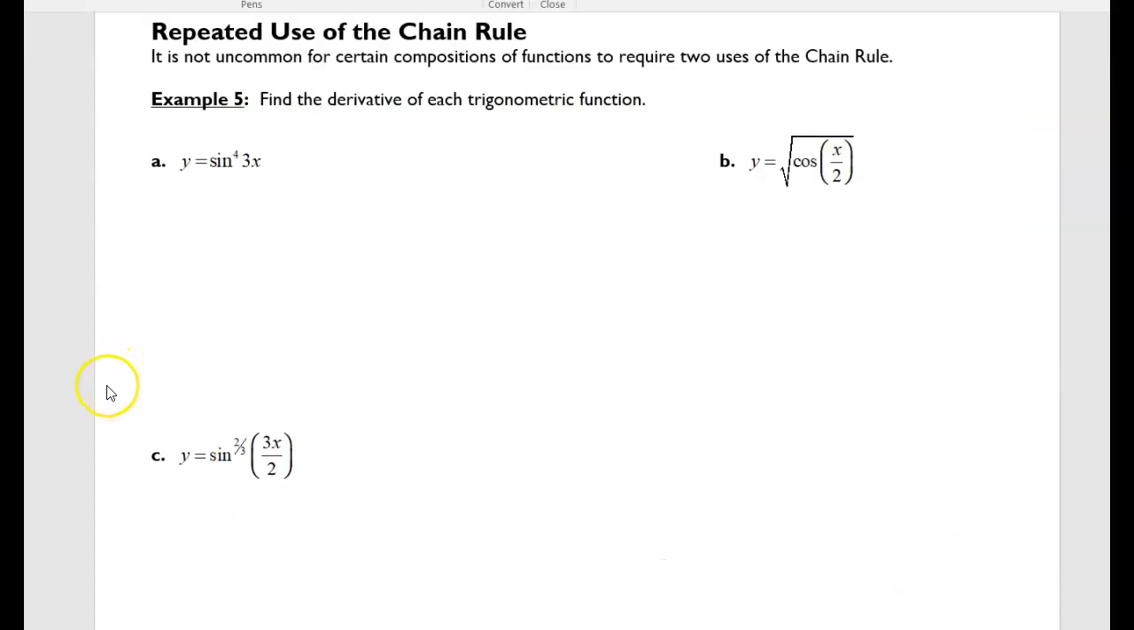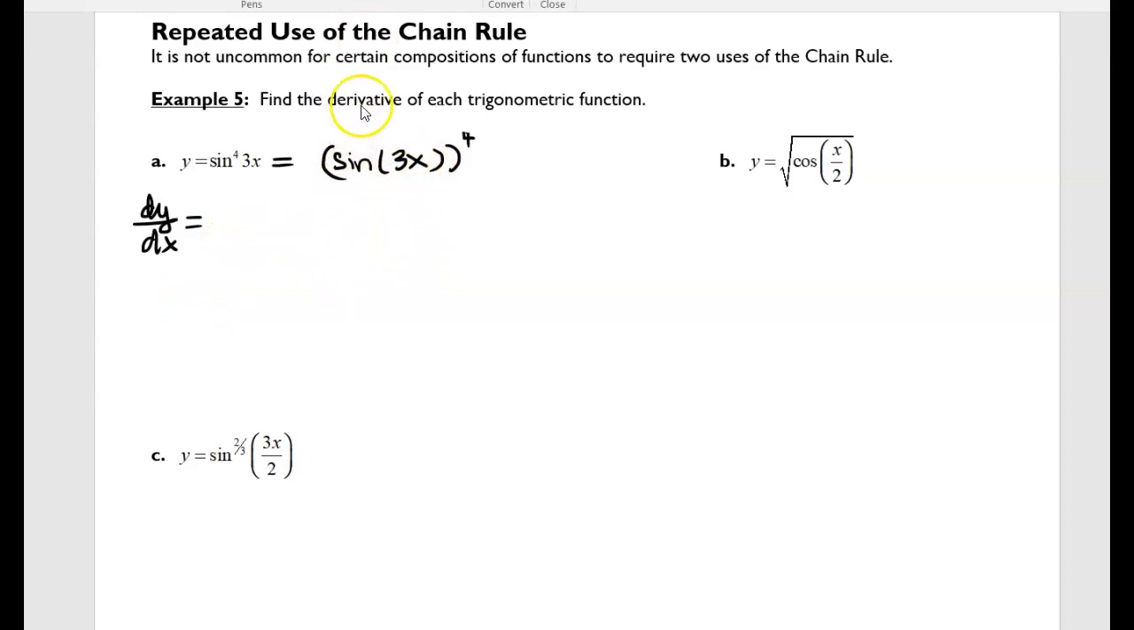So sometimes you'll have to use the chain rule more than once. So sometimes you'll have a function within a function within a function. For example, in A, we have y equals sine to the 4th of 3x. This might not look like a three-part composition, but it actually is. So remember with trig functions like this with exponents, you want to rewrite them first. This really means sine of 3x all to the 4th power. So when I'm taking that derivative, I essentially am just peeling back one layer at a time. And you'll often hear me call these peanut M&M problems. So we've got the candy shell, we've got the chocolate, and then we've got the peanut in the middle.